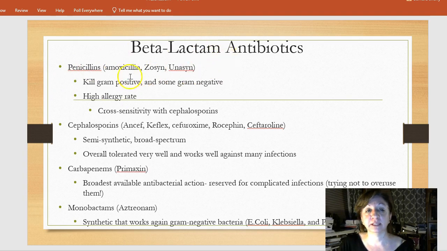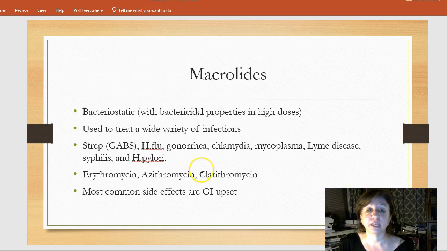Penicillins are beta-lactams. Amoxicillin is another name for a penicillin, Zosyn, Unasyn. These kill gram-positive, some gram-negative, high allergy rate, cross-sensitivity with cephalosporins. So you can take a look at some of these. Again, these are very good drugs. It's a matter of whether or not a patient has an allergy to penicillin or not.